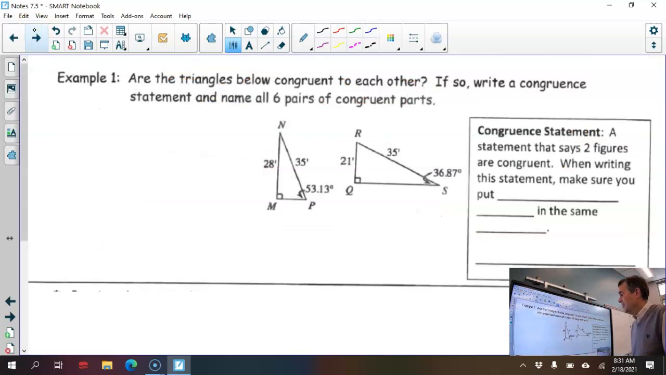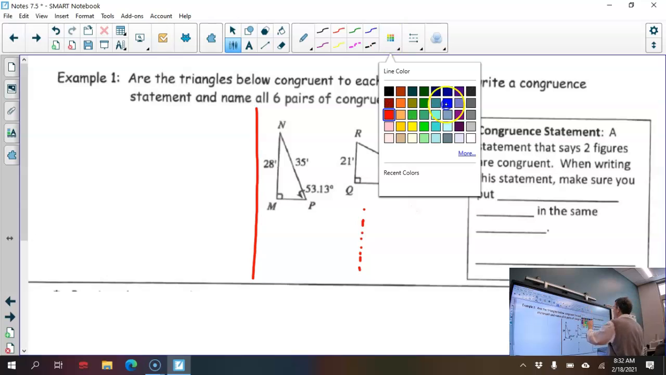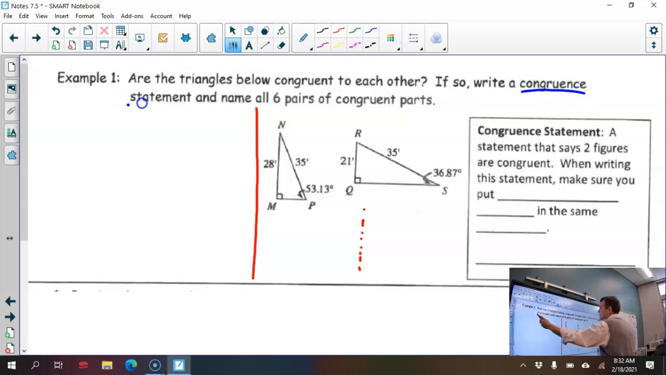Let's look at an example, and we are going to write small here, I think. I'm going to put a little line here. And I'm going to put a little dotted line here. And here we go. So it says, are the triangles below congruent to each other? If so, write a congruence statement. So we're going to learn how to write a congruence statement. And name all 6 pairs of congruent parts.